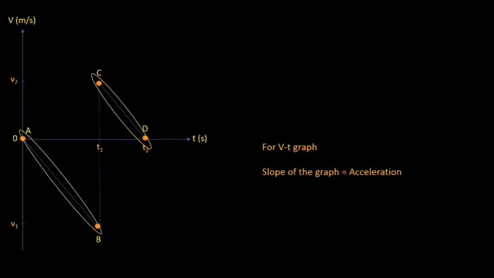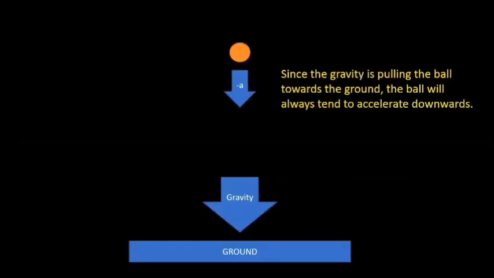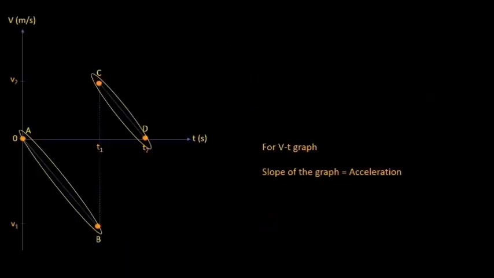Why negative acceleration? So we need to understand that the ball is experiencing a free fall motion. Free fall motion means falling down under the influence of gravity alone. Since the gravity is pulling the ball towards the ground, the ball will always tend to accelerate downwards, which means the acceleration is always pointing downwards. Acceleration is a vector quantity, and downwards means it is negative value. So that's why we always have negative acceleration for free fall motion. And that's why in both the motion, whether when coming down or when bouncing upwards, the VT graph has a negative slope.